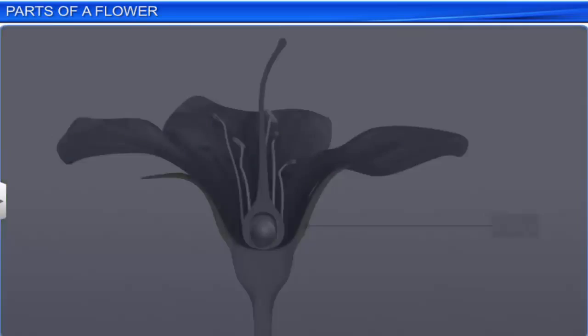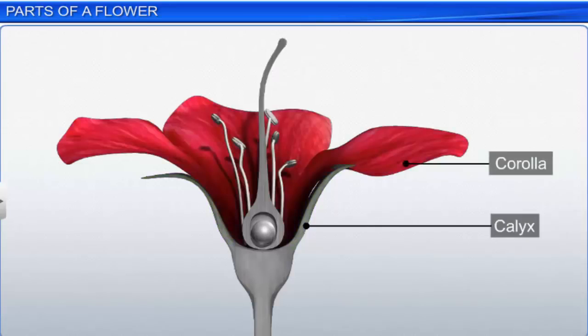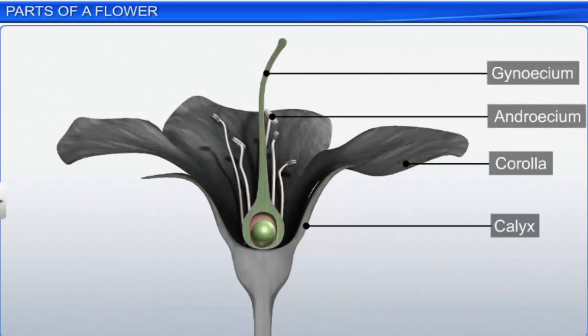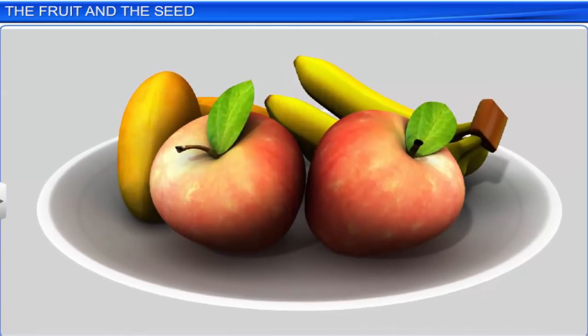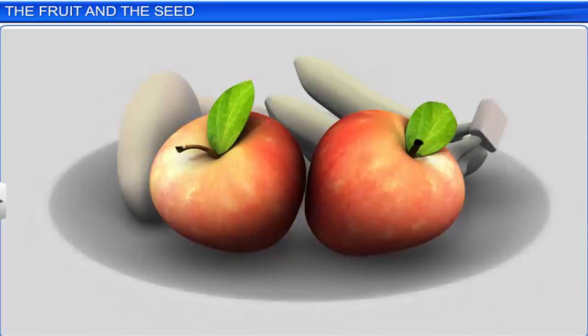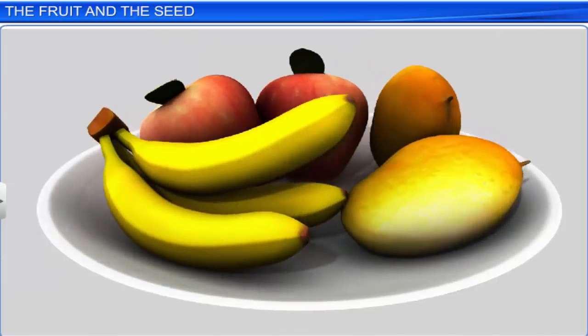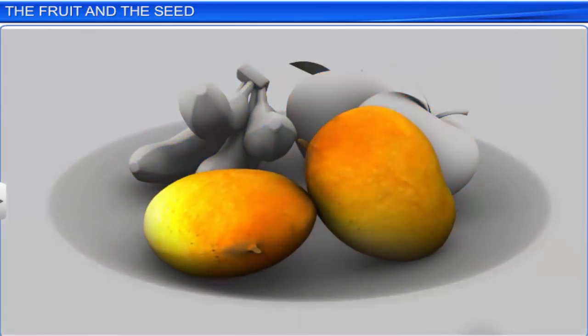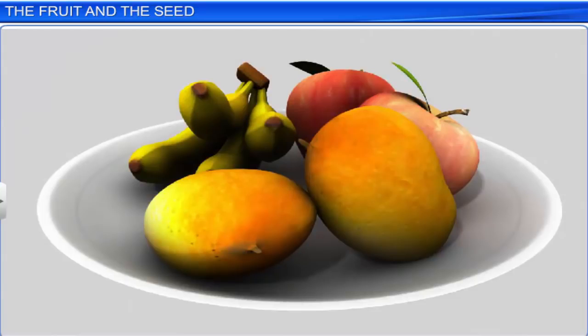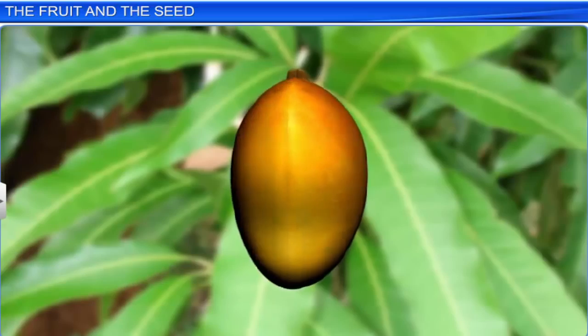The calyx, corolla, androecium, and gynoecium are the 4 whorls of a flower. The calyx and the corolla are the accessory whorls, while the androecium and the gynoecium are the reproductive organs. The word fruit makes one think of an apple, banana, or a mango. However, in biology, the term fruit has a much broader meaning. It is a fertilized ovary with seeds.